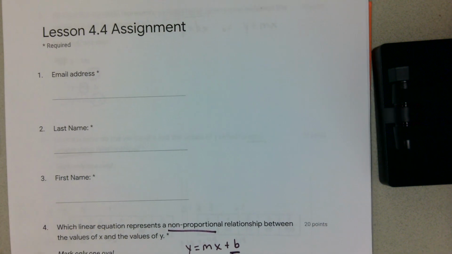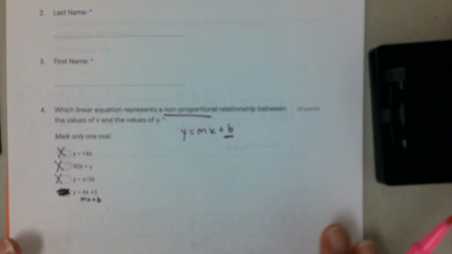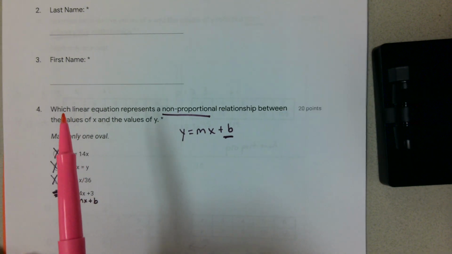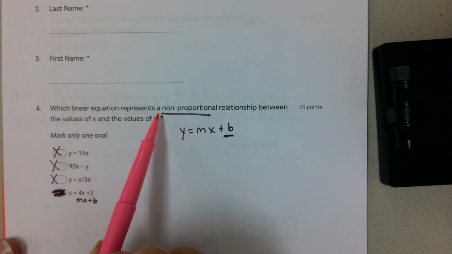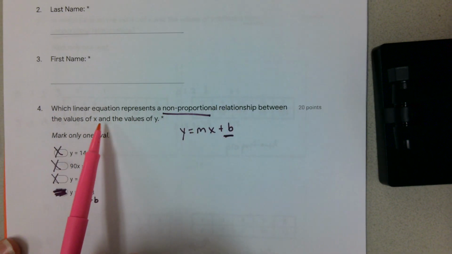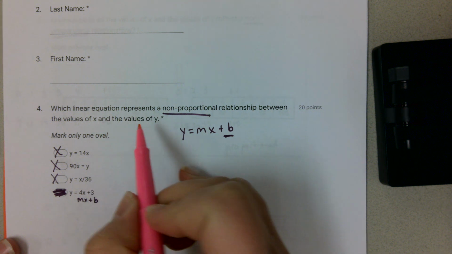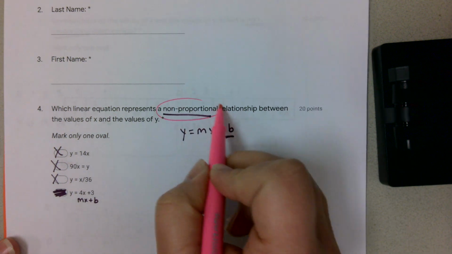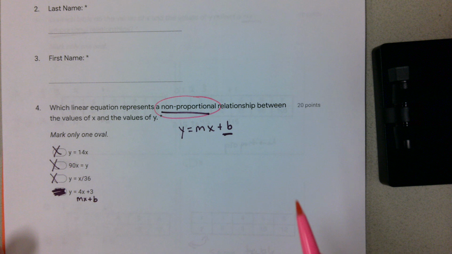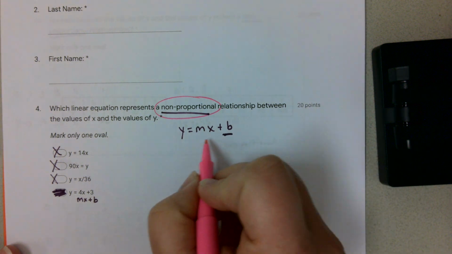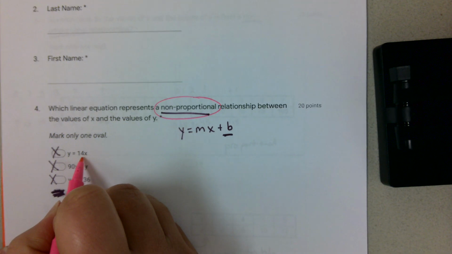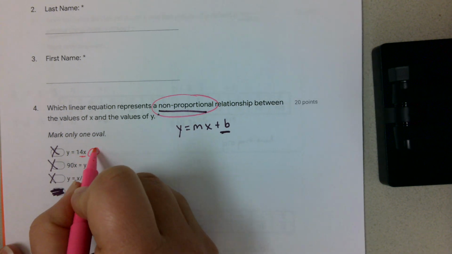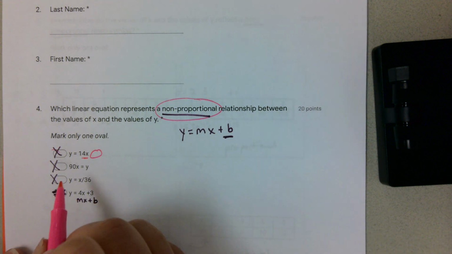All right, so we're going to look at lesson 4.4 assignments. And this just extends from the 4.3 assignment. So the first question asks, which linear equation represents a non-proportional relationship between the values of x and the values of y? So non-proportional, y equals mx plus b. So I'm trying to find something that models this right here. This gives me y equals mx, but I don't have a b, so that's going to be proportional, doesn't work.